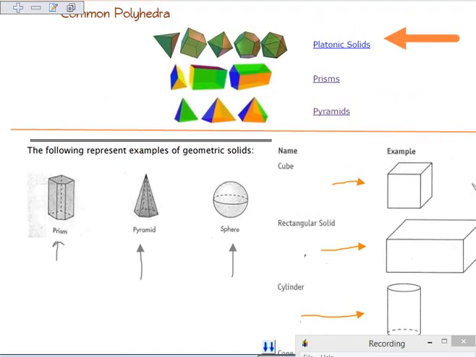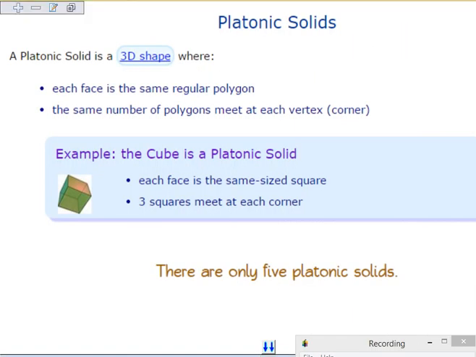So we're going to go ahead and look at platonic solids. A platonic solid is a 3D shape where each face is the same regular polygon. The same number of polygons meet at each vertex or corner. So here would be the vertexes like we talked about yesterday. Here's an example. The cube is a platonic solid. Each face is the same size square, and 3 squares meet at each corner. So when I select a corner, notice that there are 3 squares that touch that.